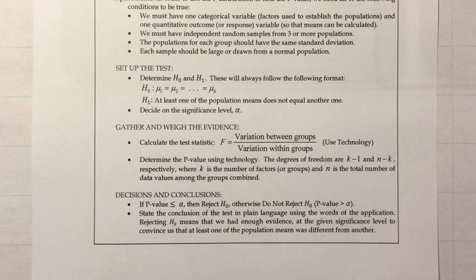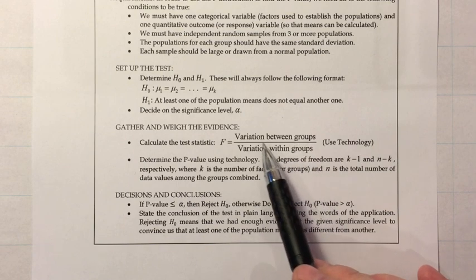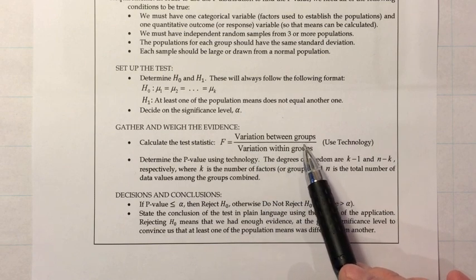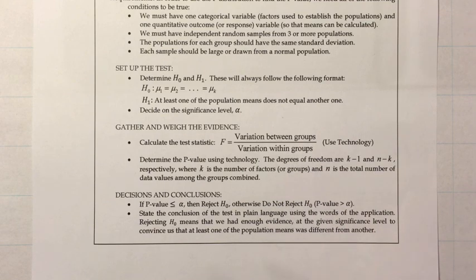And technology is going to do that for us, but we will look at pictures and talk about it a little. When they talk about variation between the groups, they mean how different the means are in the groups compared to how different the data values are within individual groups. Again, a picture will help clarify that some.